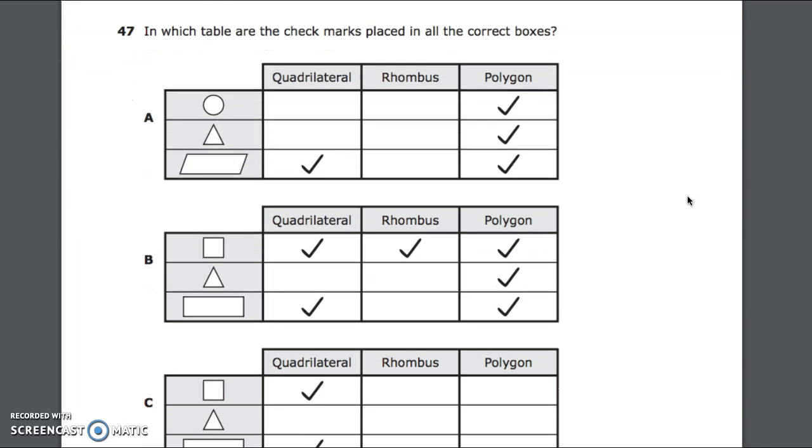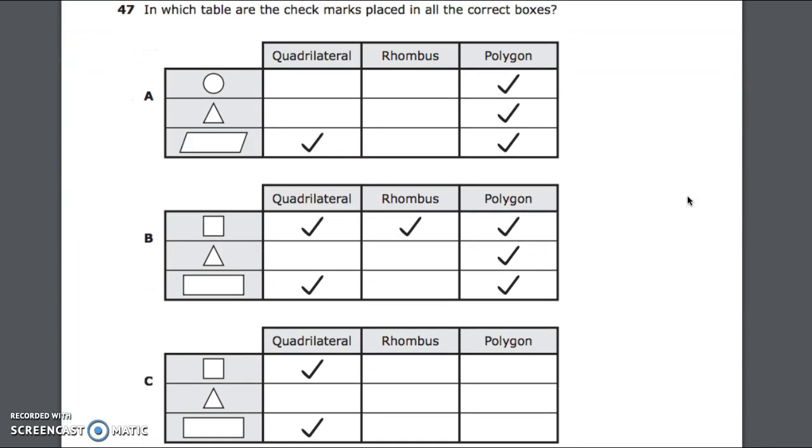Number 47. In which table are the check marks placed in all of the correct boxes? Quadrilateral, rhombus, polygon.